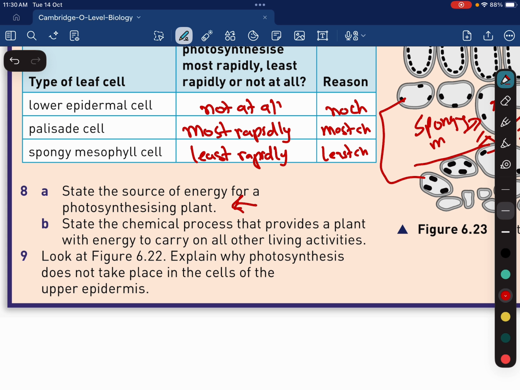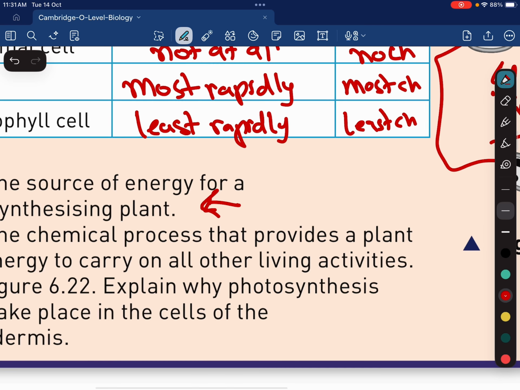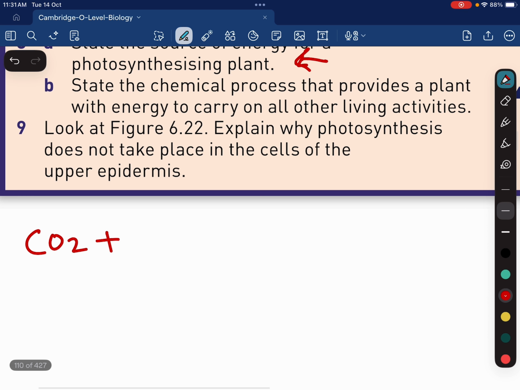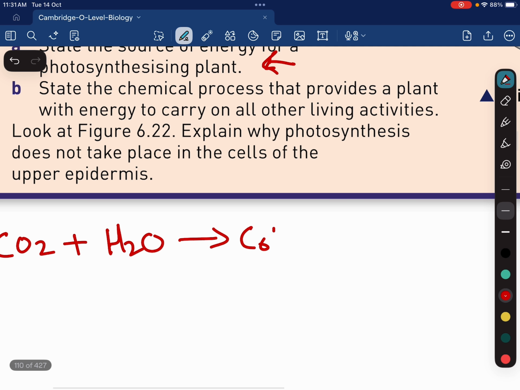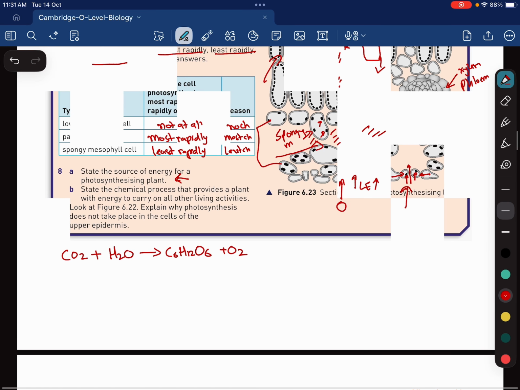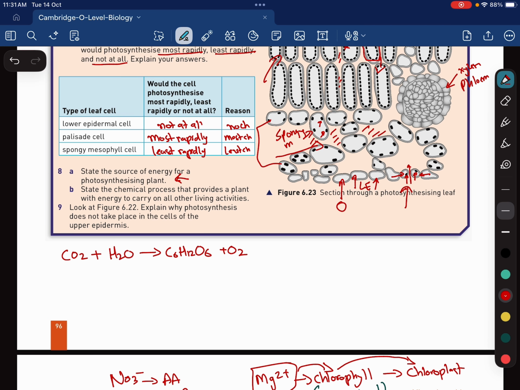Well, the source of energy comes from glucose. This is the equation for photosynthesis, right? Here we have carbon dioxide plus water gives us C6H12O6, which is basically glucose, plus oxygen. Now the compound which is used to provide energy for the plant is basically glucose. So the answer is going to be glucose.